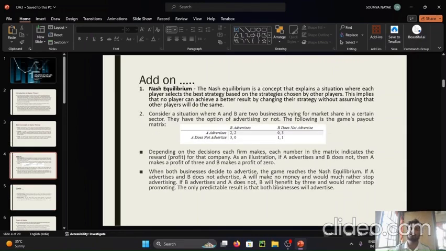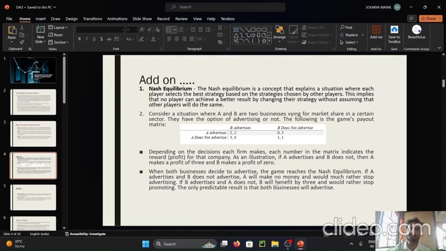So what is the Nash equilibrium? The Nash equilibrium is a concept that explains a situation where each player selects the best strategy based on the strategies chosen by other players. This is a strategy that is not solely decided by the player, because he has to choose the best strategy for him based on the strategy of the other player. You can consider this like a chess game where the person is choosing some strategy based on the strategy of the other player. It implies that no player can achieve a better result by changing their strategy, assuming that the other players will do the same.